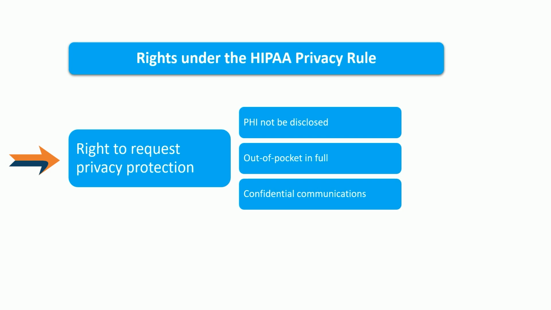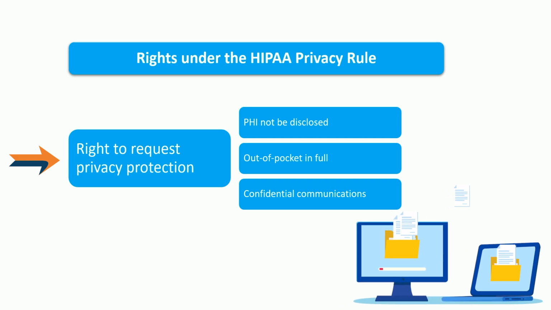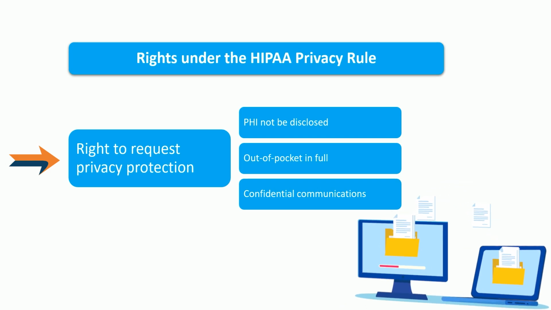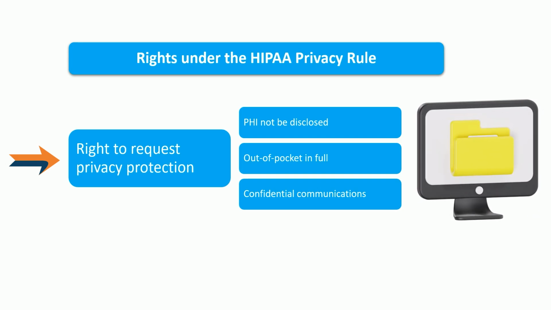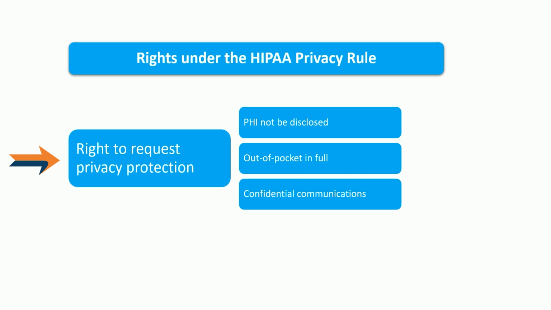We have covered the essential rights patients have under the HIPAA privacy rule, including the right to access and obtain a copy of their PHI, the right to request corrections, and the right to request privacy protection for their PHI. Understanding these rights helps ensure that patient information is handled with respect and care.